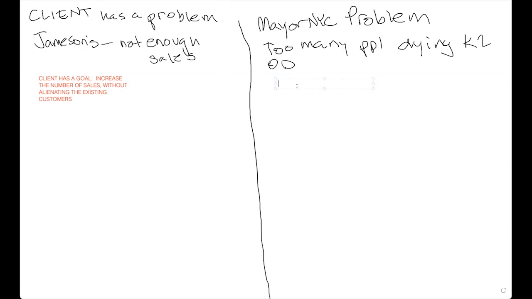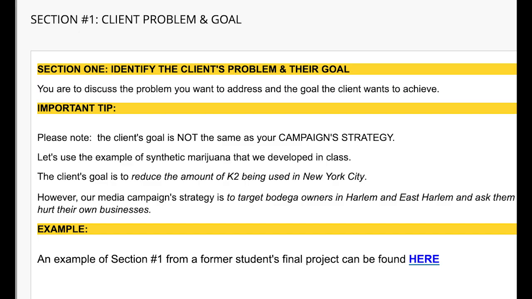And in our in-class example, the client had a goal, which was reduce the number of New Yorkers dying from use of synthetic marijuana. You can see here that the client's goal is really just the opposite of the client's problem. The client wants to stop their problem. That's not always the case. With Jameson's, you can see that the client goal is a little more specific than their problem. So your step 1 is pretty much coming up with that. You are your own client.